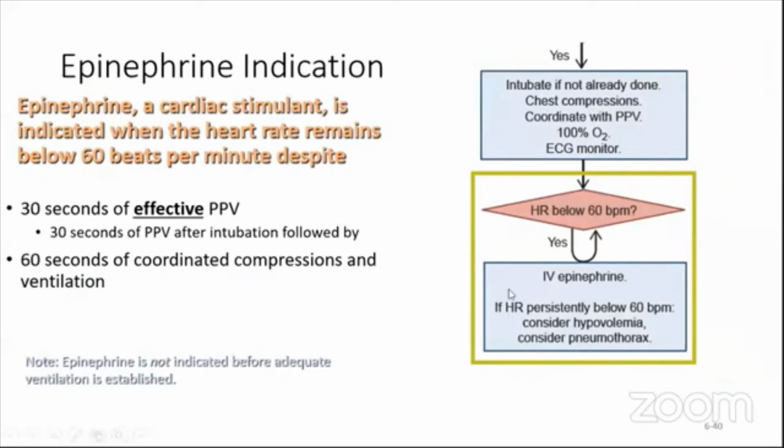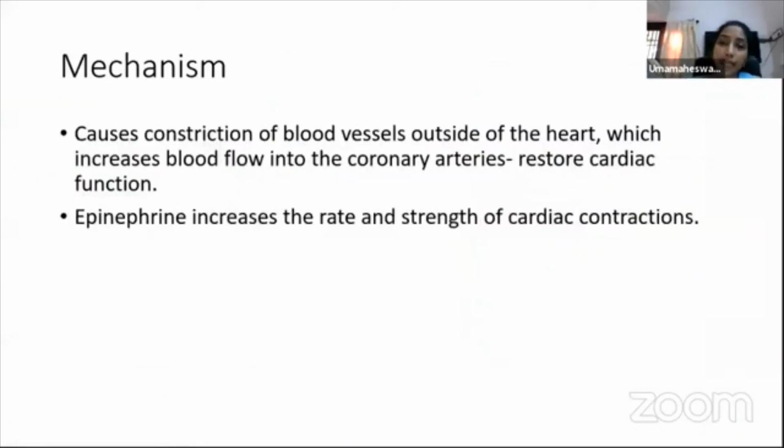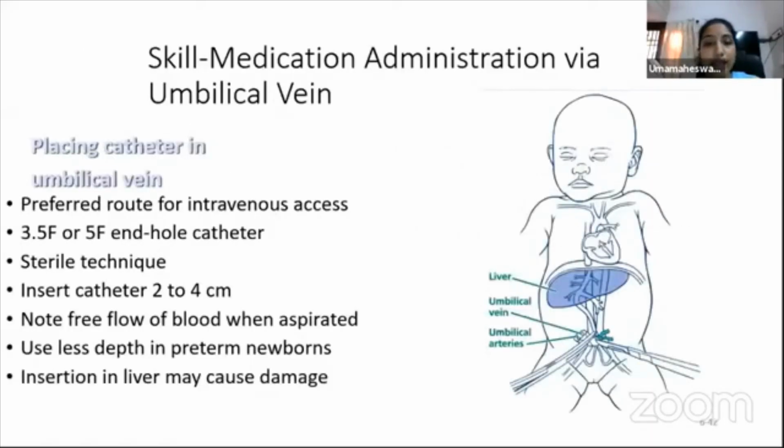If the heart rate remains below 60 in spite of your coordinated chest compression and PPV, and you have given 100% oxygen, that is when you will be giving IV epinephrine. What is the mechanism? It causes constriction of the blood vessels outside of the heart, which increases blood flow into the coronary arteries, again restoring cardiac function. There is one more mechanism: it increases the rate and strength of cardiac contraction.